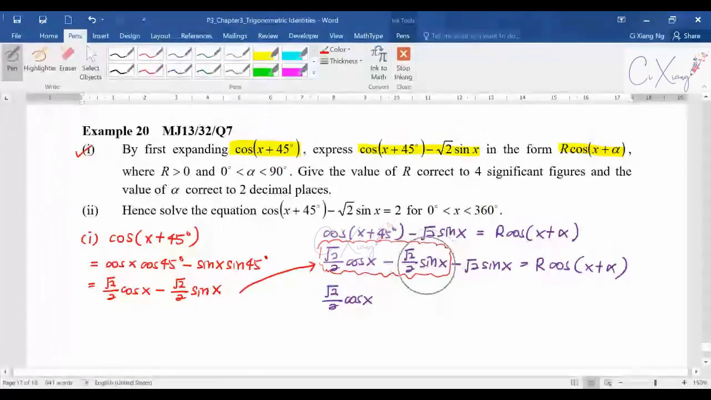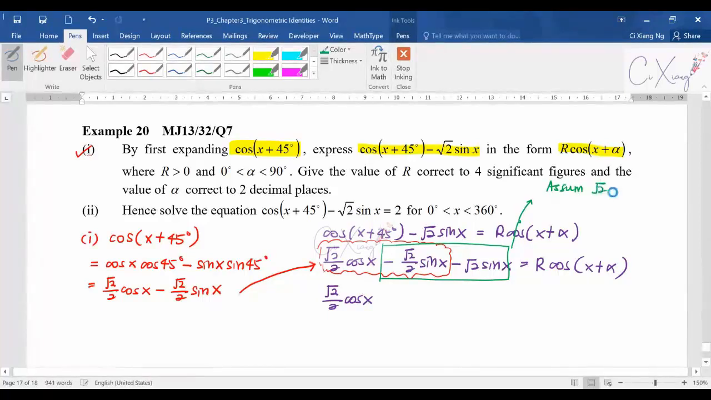Now if you look at the sine x term, for this green color part, if you don't know how to simplify it, just assume square root 2 sine x is equal to an apple. If you look at the equation here, you have negative half apple minus 1 apple, and therefore you have negative 3 over 2 apple. When you simplify it, you actually get negative 3 over 2 square root 2 sine x, which equals r cos(x + alpha).